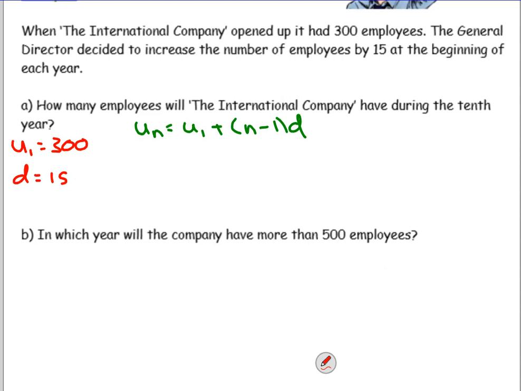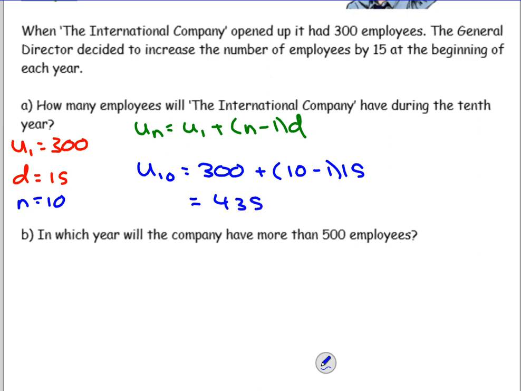So if we want the 10th year, n equals 10. So the U of 10 is the U of 1, 300, plus 10 minus 1, times 15. That could be a non-calc question, but it could just as easily be a calc, so feel free to use your calculator for that one. What's 9 times 15? 135. What's 300 plus 135? 435. So what we found there was the number of employees during the 10th year.